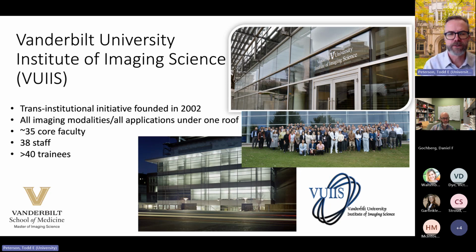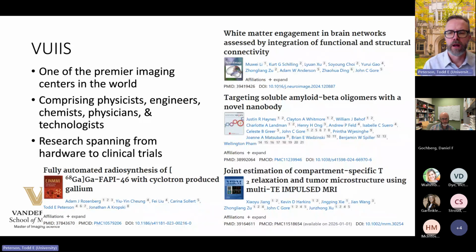Within the halls of VUIIS itself, we have around 35 core faculty, although there are a number of other affiliated faculty across the university and the medical center who are very involved in imaging research. We have roughly equal numbers of staff and trainees being master's students, PhD students, and postdocs. I don't think it's any exaggeration to say that VUIIS is recognized as one of the premier imaging centers in the world. We bring together physicists and engineers, chemists, physicians, and technologists all together conducting research.